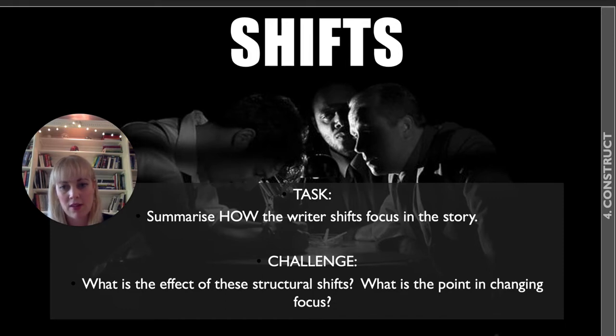So the task is to summarise how the writer shifts focus in the story. And if you are up for the challenge, I'm going to ask you what the effect of the shifts are. So what is the point in changing focus? Now, at the start of the lesson, we talked about the fact that a good narrative or a good structure to a story shows shifts, shows development, and whether that's of a character and their learning, or whether that is of the events and action within the plot.